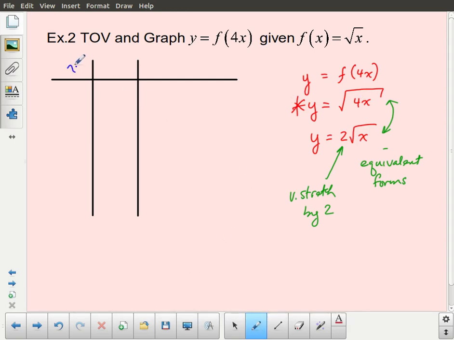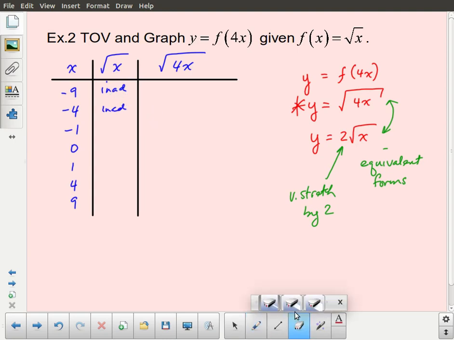Okay, so once again, standard x values: -9, -4, -1, 0, 1, 4, 9. Okay, so I'm going to take the square root of x, which is the parent, and I'm going to take the square root of 4x, which is the transformed function. Okay, the square root of x, so we end up with inadmissible values. You know what? I'm just going to leave those, make this a little bit easier rather than writing out. I'll just stroke those out for now. 0, square root of 1 is 1, square root of 4, square root of 9.